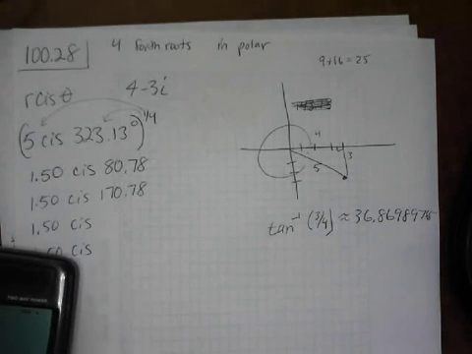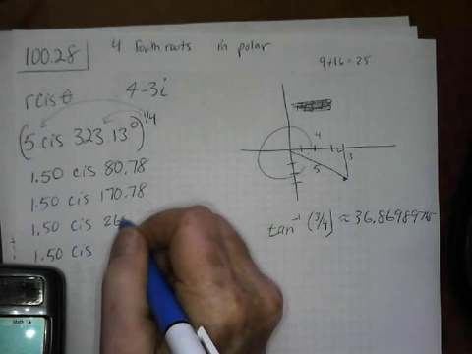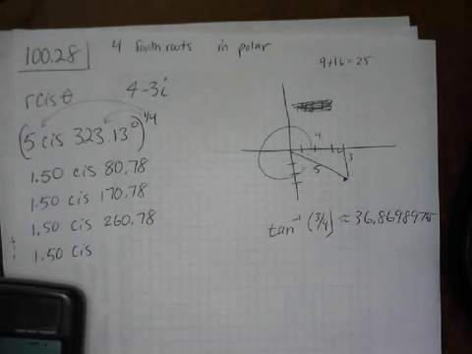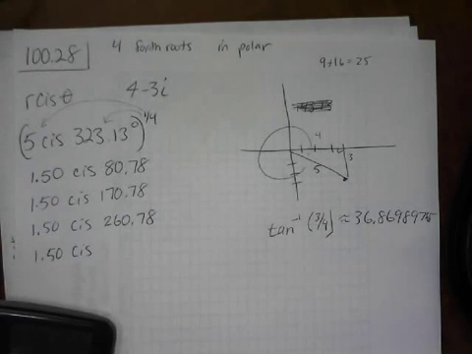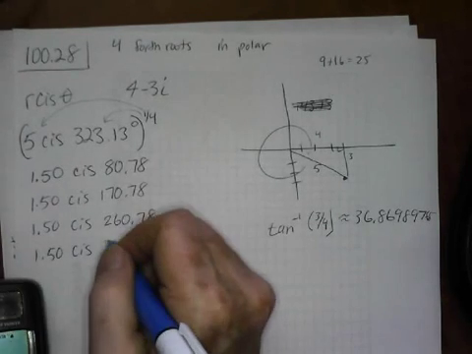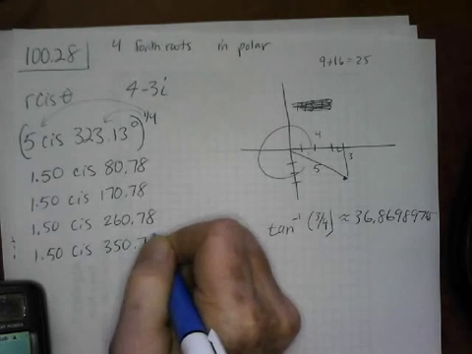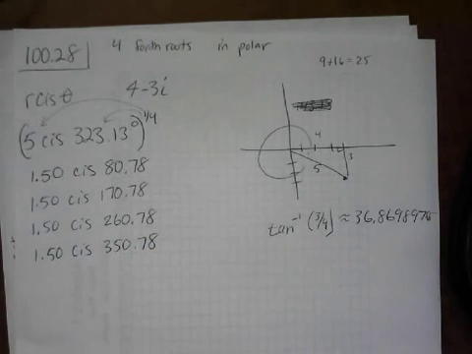Plus 90: 260.78. Plus 90: 350.78. Let's see if that's it. Yep, and that's all. Okay. Four fourth roots.